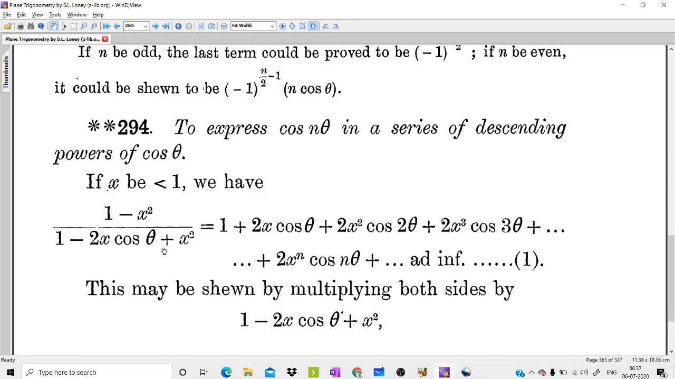Coefficient of x raised to n can be obtained by writing this LHS as 1 minus x square into 1 minus 2x cos theta plus x square whole raised to minus 1, and we will expand that expression 1 minus 2x cos theta plus x square raised to minus 1 using the identity 1 minus x whole raised to minus 1 is equal to 1 plus x plus x square plus x cube plus etc. Then from LHS we will get the coefficient of x raised to n. Then we will equate those two. That is the next step.